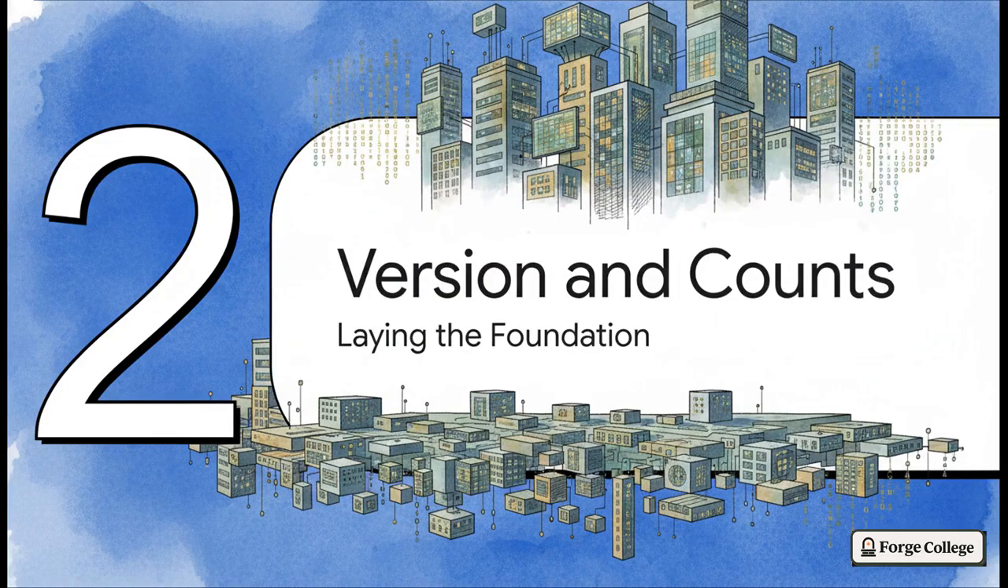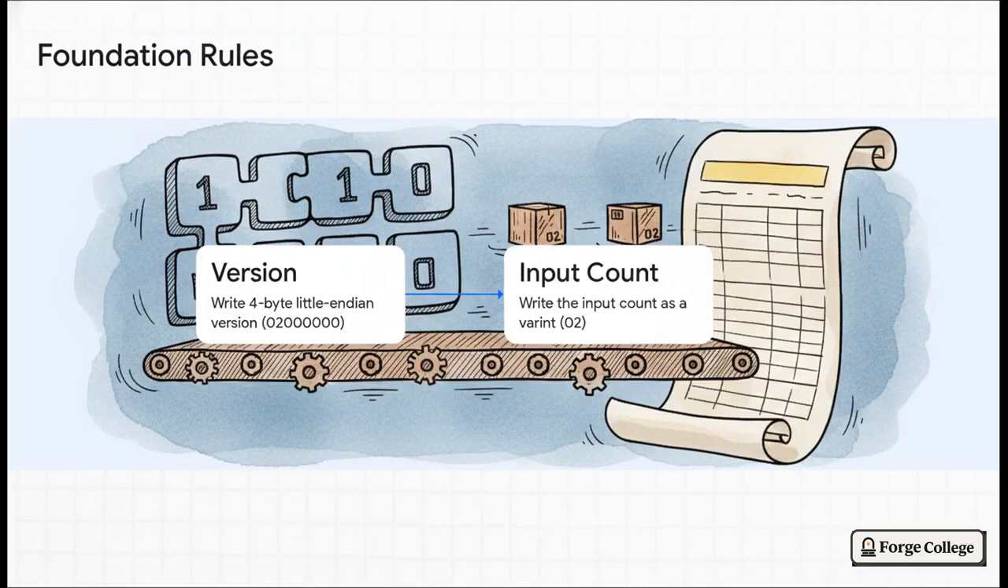Moving on to step 2, the version and counts. Because every great structure needs to lay a rock-solid foundation. We start off our digital assembly by locking in version 2, that's represented by 4 little-endian bytes, 02 followed by 6 zeros. Right after that, we have to tell the network exactly how many inputs are about to roll down the conveyor belt. We do this using a varint, or variable integer. Since we're dealing with 2 inputs today, our varint is just a simple 02. Just think of it as the header on our digital shipping manifest.